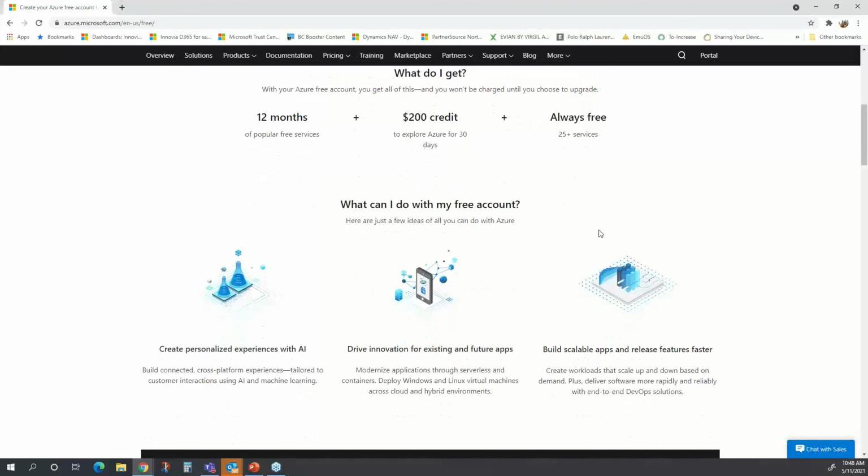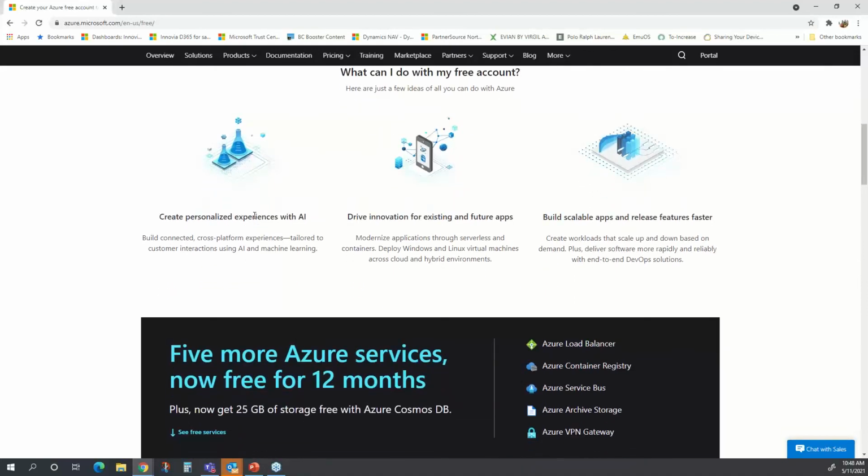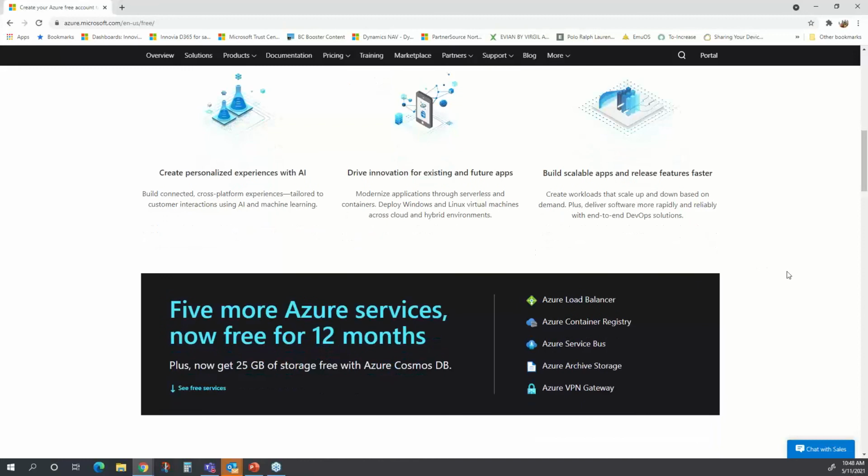So looking at what can I do with my free account, personalized experiences with artificial intelligence, drive innovation for existing and future apps. So deploying VMs, maybe something that you don't have the capacity for in your existing infrastructure, but it's a great way to dip your toe in the water of Azure and find out what it's all about, signing up for a free Azure resource, and then building scalable apps and future releases.